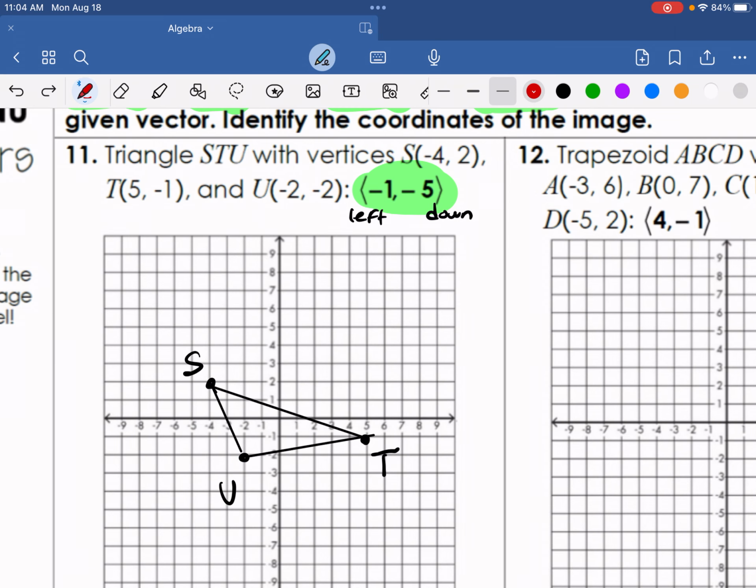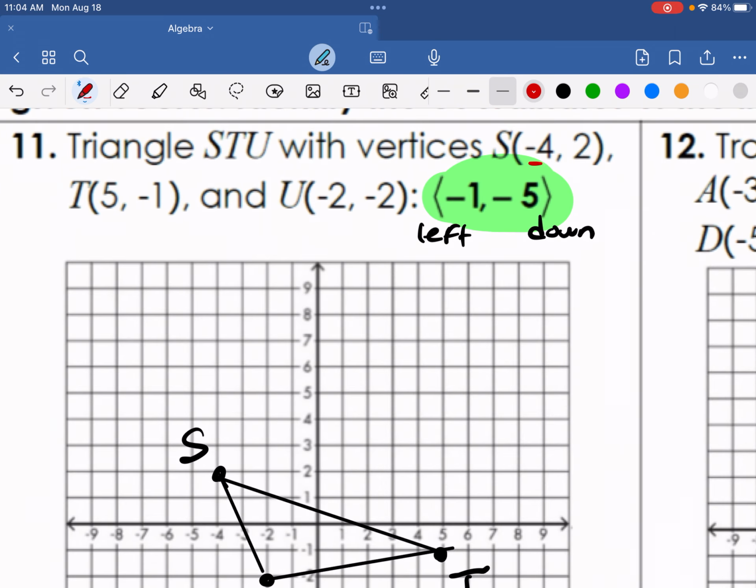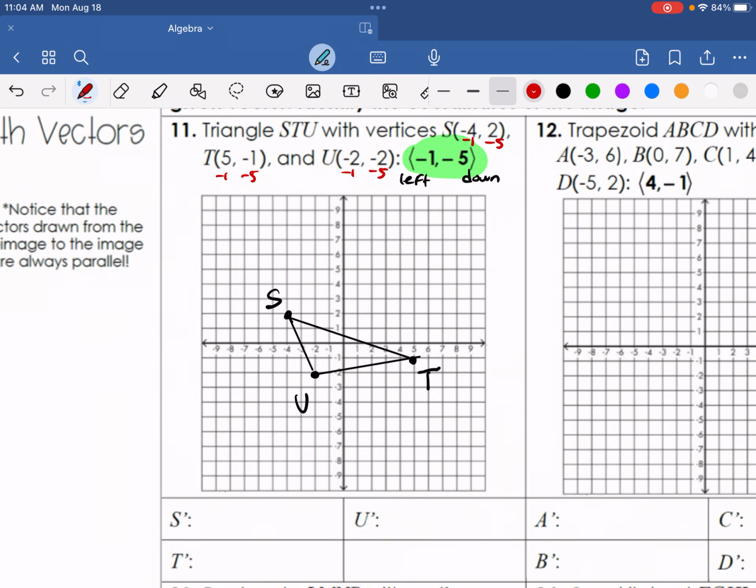Or you can do the same thing we practiced last week, where you subtract 1, subtract 5 from each one. The X's you subtract 1, and the Y's you subtract 5. I like to do algebra instead, but you can also count box by box.